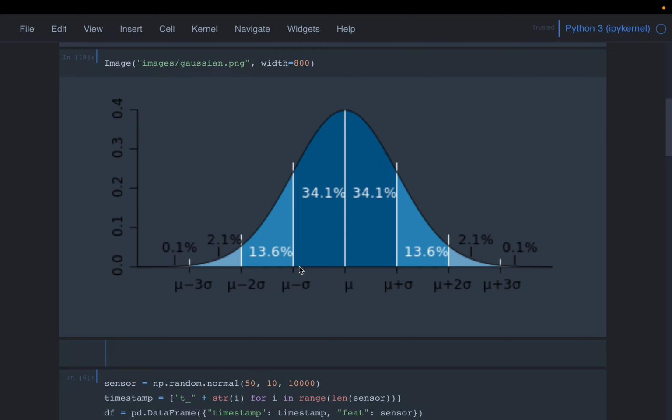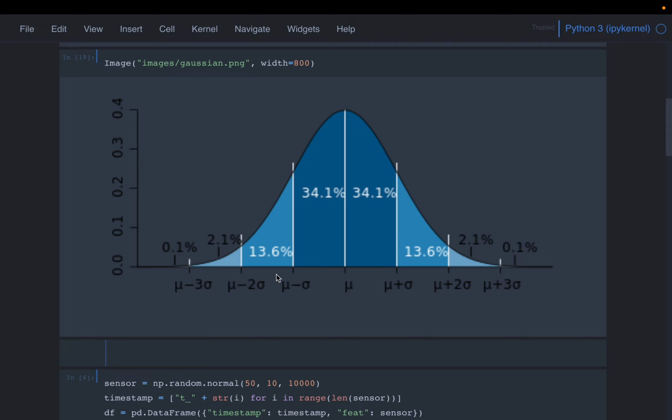Now, there are certain rules this data follows. For example, from the mean, if we take one standard deviation on the left and on the right side, that will cover 68.2% of the data. So here we have the mean, and on the left we are looking at mean minus 1 standard deviation. This width covers 34.1% of the data, and similarly on the right hand side.